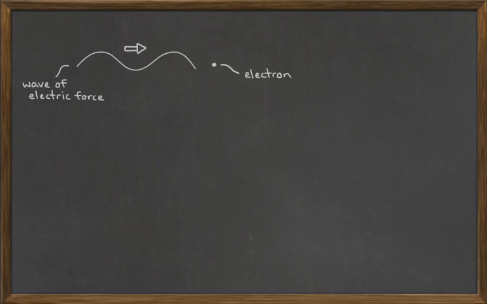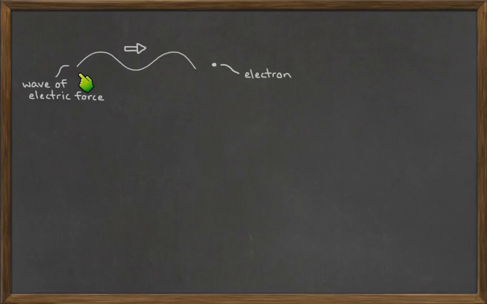Now the electron is a charged particle. It carries a negative unit of charge. And so what's going to happen is that as this wave goes by the electron, it's going to end up exerting a force on the electron. That's actually what we mean by a wave of electric force. It's a force that's exerted on charged particles. That's what an electric force is.